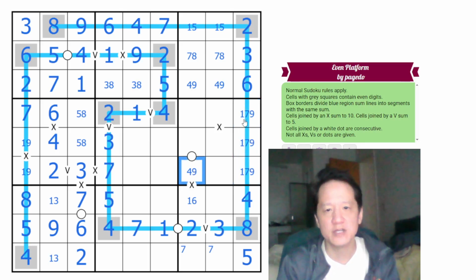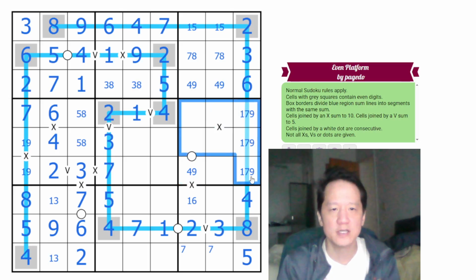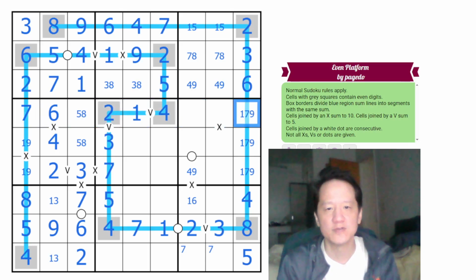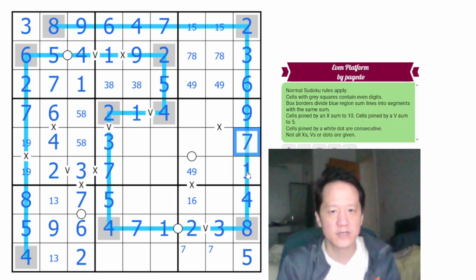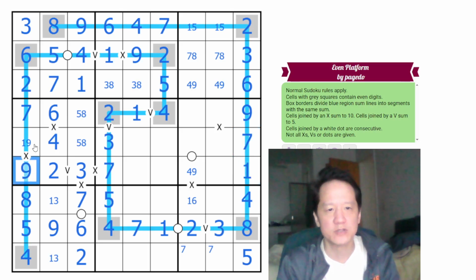This can no longer be 9 because of the 1, 7, 9 triplet in the box. Also, this can't be 1 or 7 because of this 1 or 7, so this must be a 9. Which means this can't be 9 or 7, so this is a 1, which makes this not a 1 or a 9, so this is a 7. This 1 means this can't be 1, so this is 9, which makes that a 1. Again, this can't be 9, so this is 4, which makes that a 6.